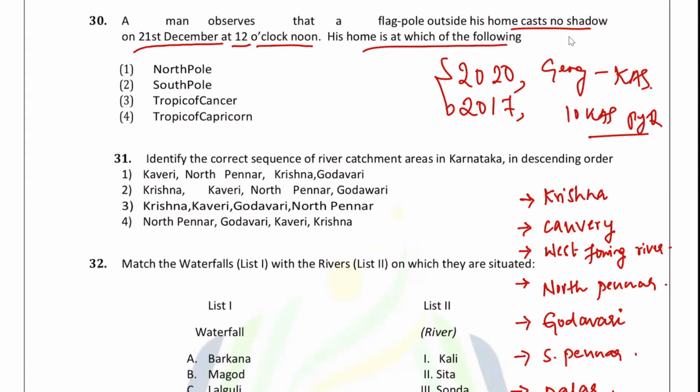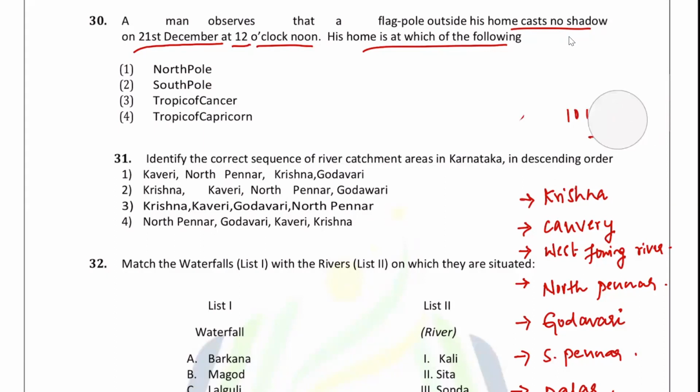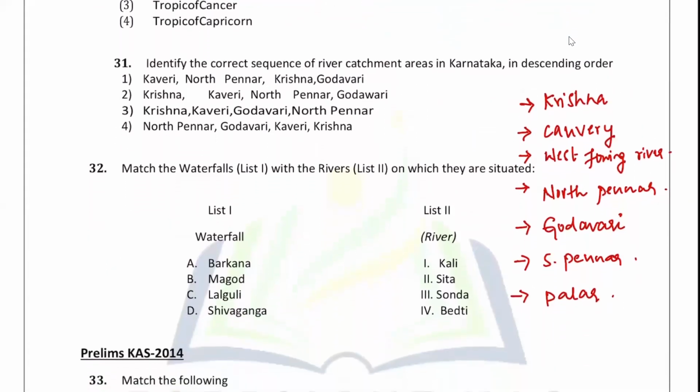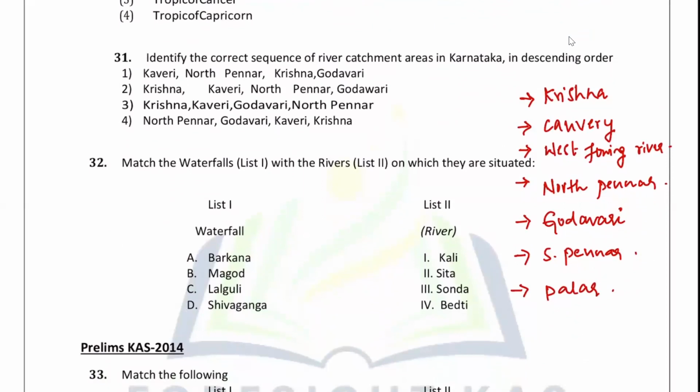So let's start from the 31st question that we have seen. Identify the correct sequence of catchment areas in Karnataka in descending order, meaning decreasing order. So what it is saying is, which is the largest catchment area, largest to smallest, as per the given rivers.